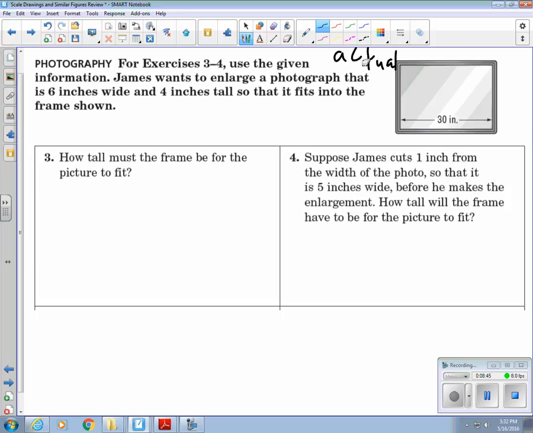So number 3, how tall must the frame be for the picture to fit? So we want to know this dimension right here. How tall is the frame? Okay, so if I want to know how tall the frame is, that is going to be represented with X. Well, the measurement that I do know from the frame is 30 inches, and it's 30 inches wide. I'm going to put a little W here, and next to the X, I'm going to put a T for tall. All right, that's 1 ratio.